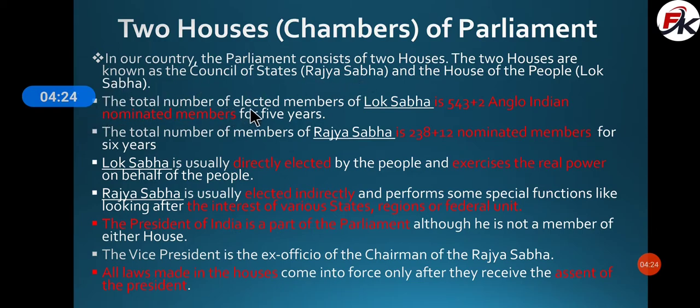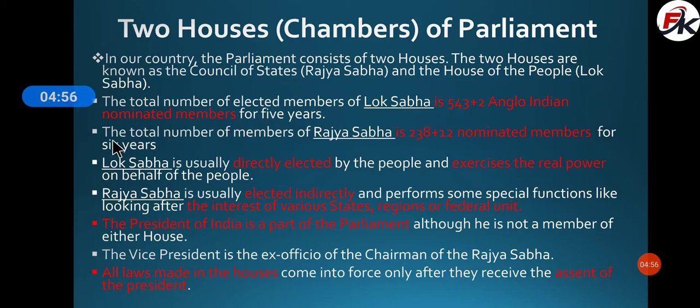The total number of elected members of Lok Sabha is 543 plus 2 Anglo-Indian nominated members for 5 years. All these members, 545 in total, are elected for 5 years. After 5 years, again there is a general election for all these 545 members to be elected to Lok Sabha.